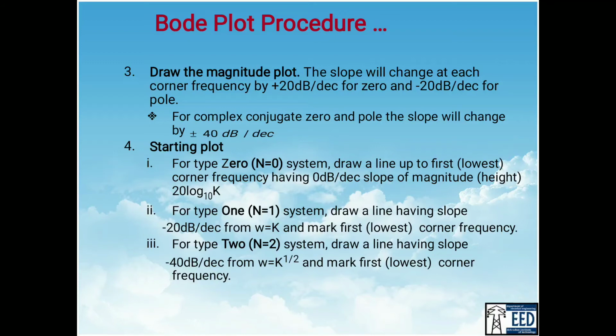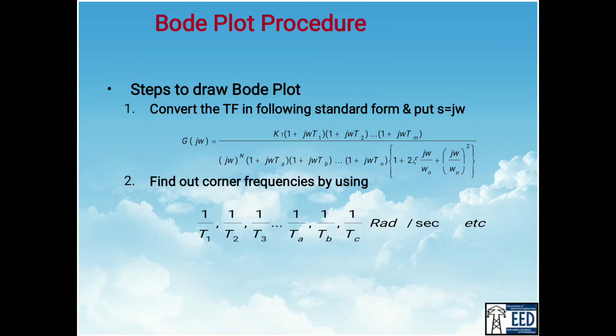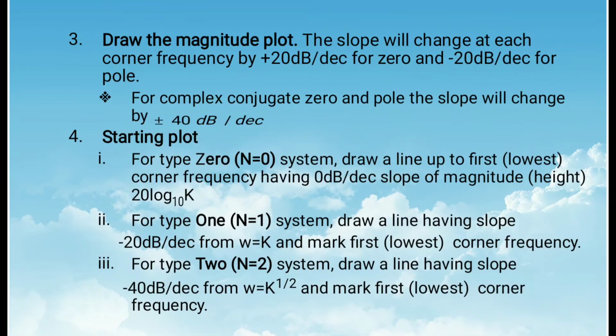So 1/T1, 1/T2, 1/T3 are the corner frequencies. To draw the magnitude plot, first of all, the slope will change at each corner frequency by 20 dB per decade. If a zero is present, we have a slope of plus 20 dB, and if there is a pole, then a minus 20 dB per decade change will be there in the magnitude plot. And all the slopes are resultant slopes.